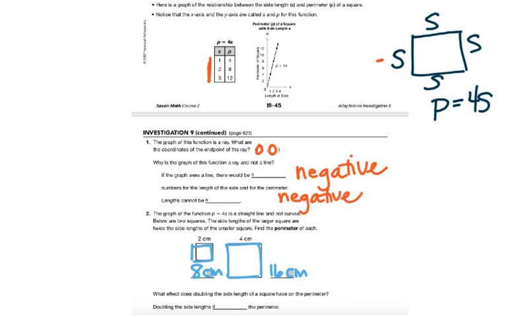What effect does doubling the side lengths of a square have on the perimeter? Well, notice this. We doubled the side lengths, and our perimeter also doubled. 8 times 2 is 16. 2 times 2 is 4. So as we doubled our lengths, our perimeter doubled. Doubling the side lengths doubled the perimeter.